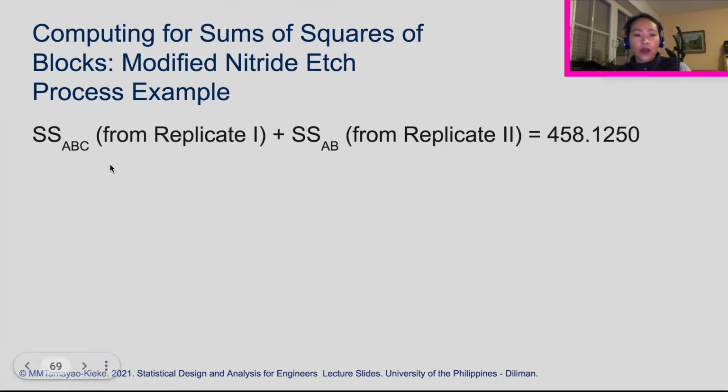Now to compute the sum of squares of the blocks, we basically add the sums of squares of the two confounded effects, from replicate 1 and from replicate 2. So SSABC plus SSAB is equal to 458.125. Take note that in computing the sum of squares of the blocks, we are obtaining the sum of squares of ABC from replicate 1, and then the sum of squares of AB from replicate 2.